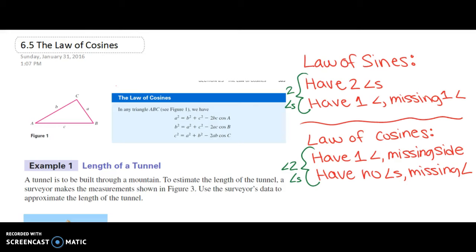We're going to cover the law of cosines today. This is a lot like what we did yesterday, except easier because there isn't the ambiguous case where we had to check two different angles.